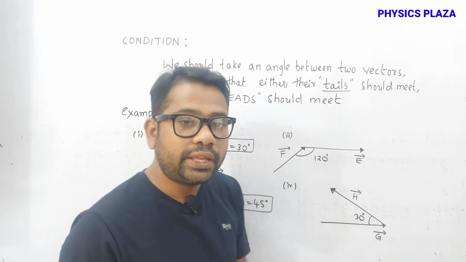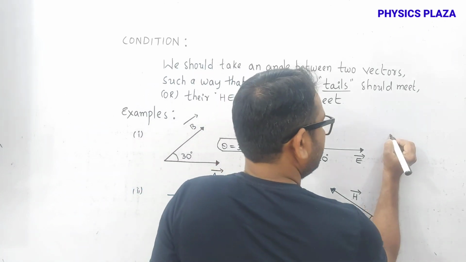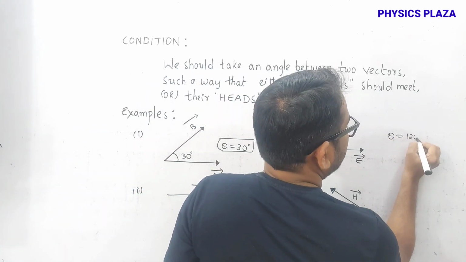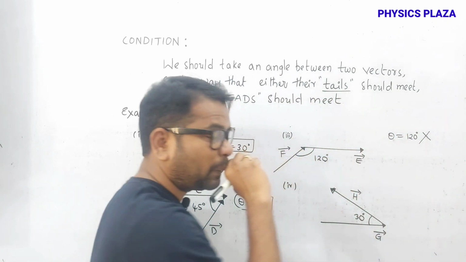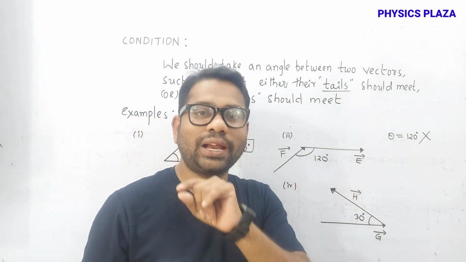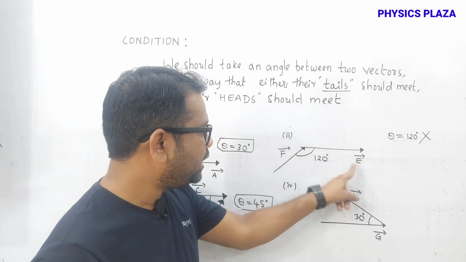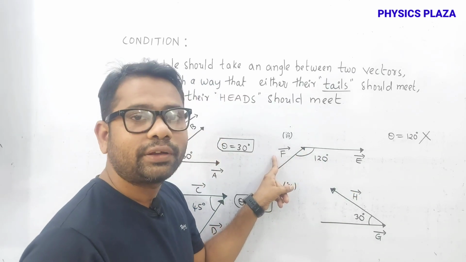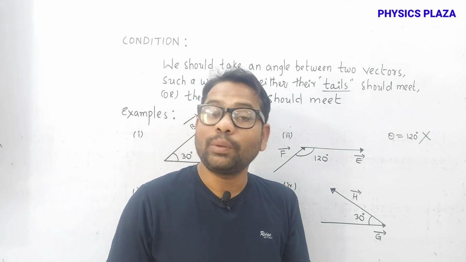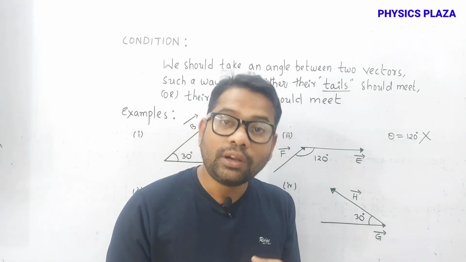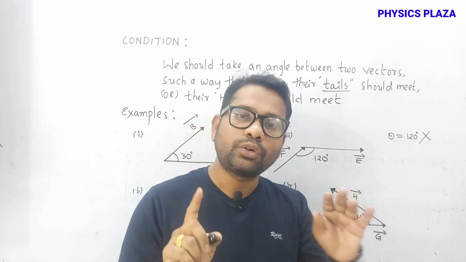Now the third one. Here the angle between E and F, you can't take it as 120 degrees. That's wrong. Why, children? Let us check the condition. The tail of vector E is meeting with the head of vector F. That is wrong. It should not be like that. Either tails should meet or heads should meet. Then what do we have to do?